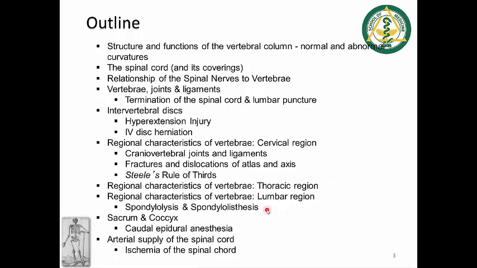We'll have a look at some clinical presentations. We'll have a look at the sacrum, the coccyx, and then last but not least, we will have a look at the arterial supply of the spinal cord.